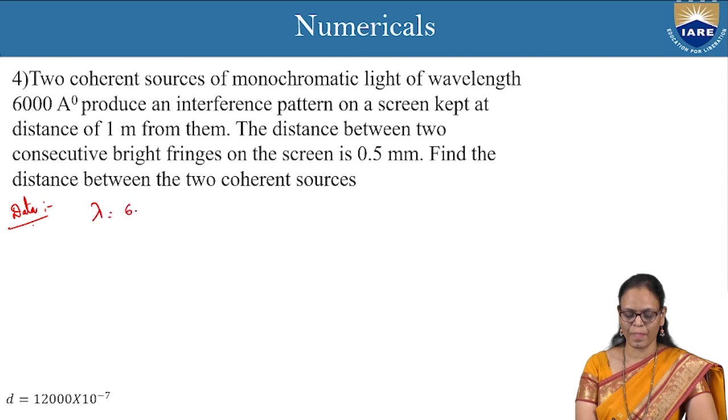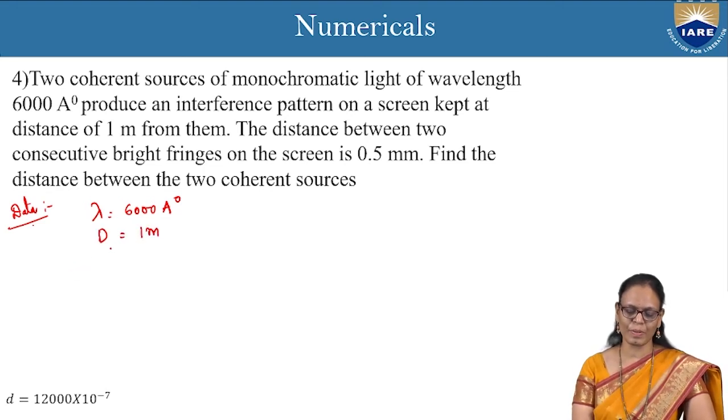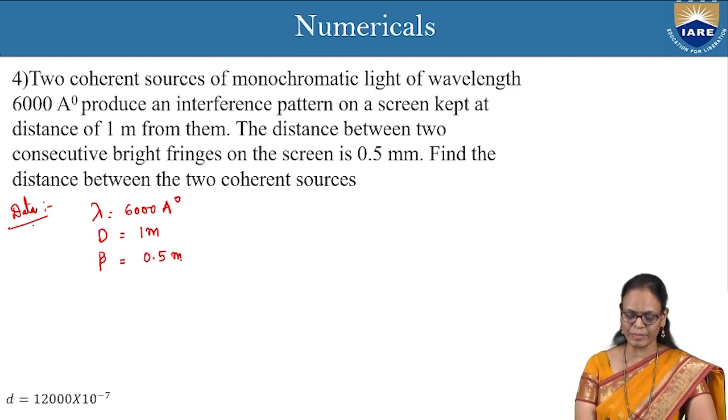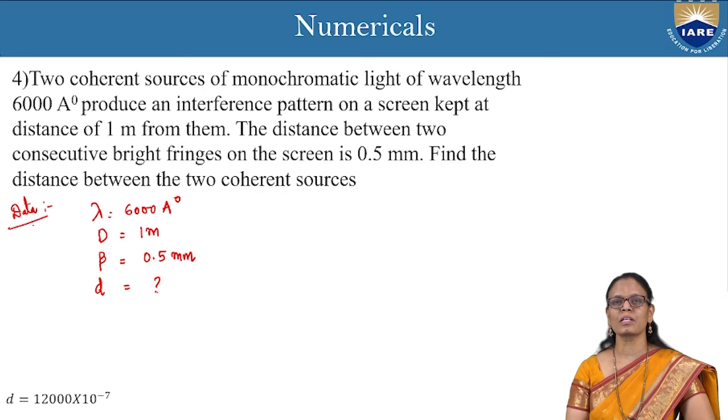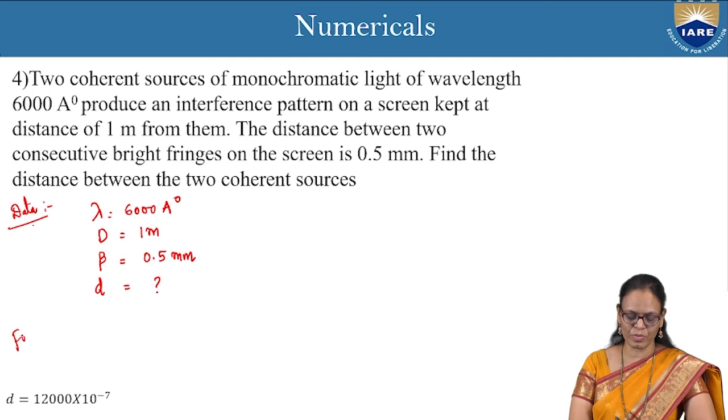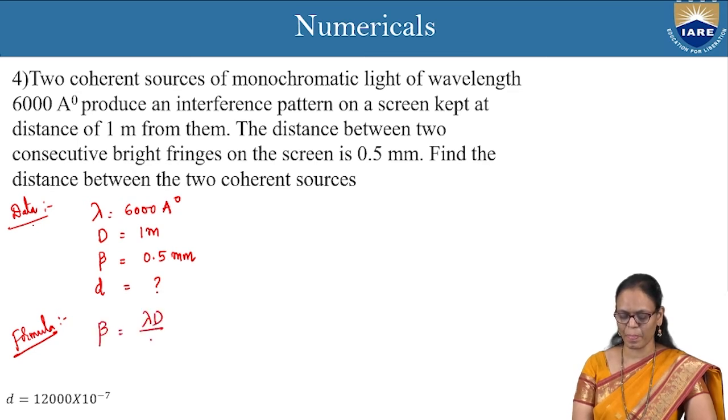Lambda is 6000 angstrom. Capital D is 1 meter. Distance between consecutive bright fringes, that is beta, is 0.5 millimeter. And we have to find small d, the distance between the two coherent sources. Now which formula are we going to use? I'll again write the basic formula first. Beta is equal to lambda D by d, which gives us small d is equal to lambda D by beta.